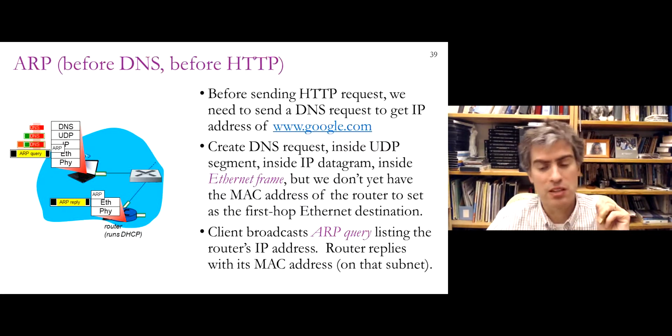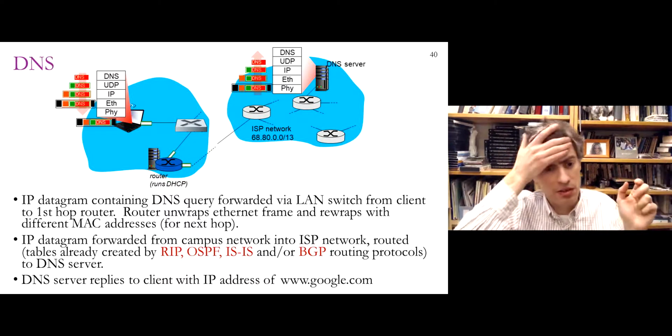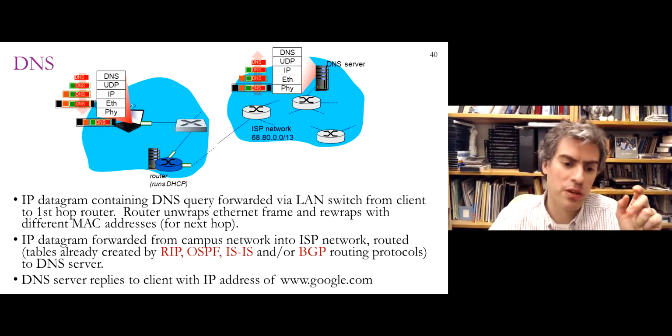Now the client has the MAC address of the router, and it can send its DNS server request. Now that DNS request gets sent to the router. The router gets it. It actually unpacks that Ethernet frame. That Ethernet frame is no longer useful because that was just for the one hop. The router examines that packet.